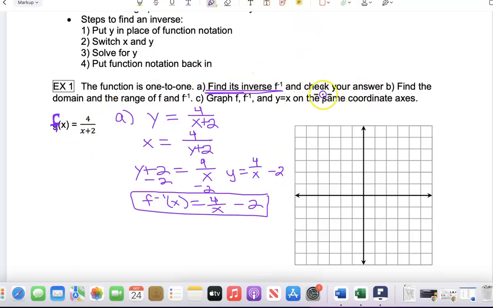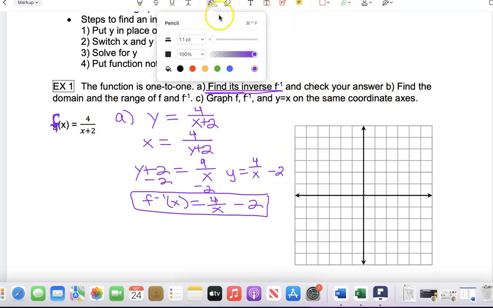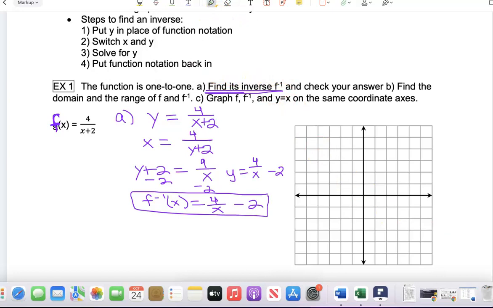All right, the second part says check your answer. So this is where up at the top, it says verify, show, prove that they're inverses. Here we're checking that they're inverses, but that's the same idea. I have to show that f of f inverse simplifies to x and that f inverse of x does the same. So in this case, I've made f inverse my inside function.